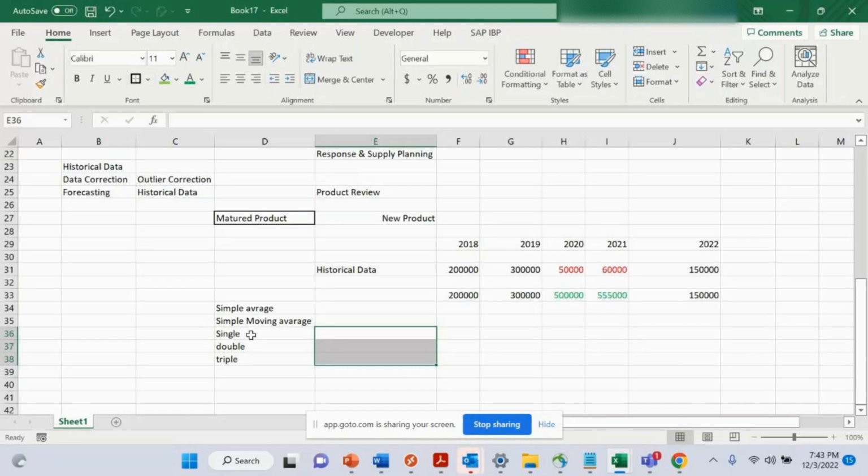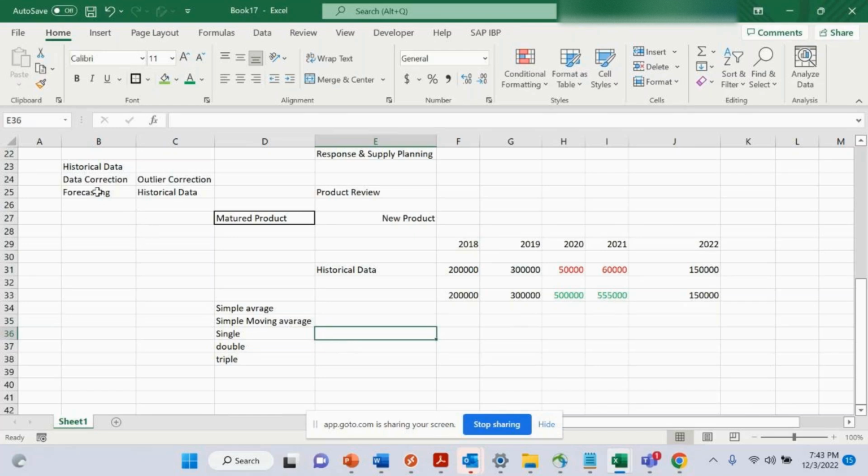You may have heard about the alpha coefficient, beta coefficient, gamma coefficient. Why is it called exponential? Because it gives exponential weight to your recent past. We will see this in the system later. If we increase the value of alpha, it means we are prioritizing our recent sales more than the past. So this is the normal structure.